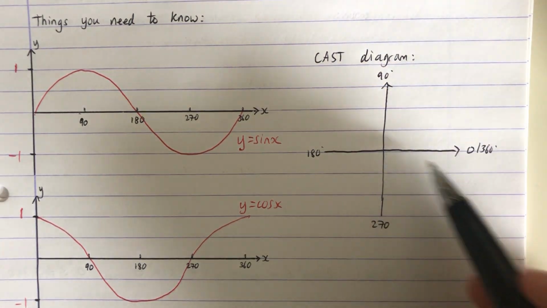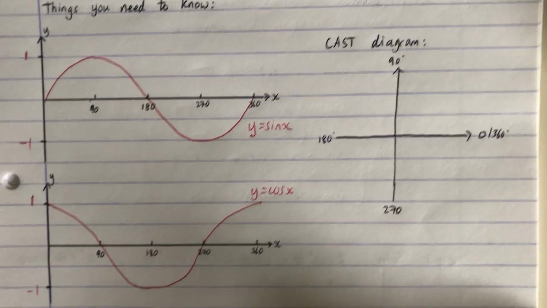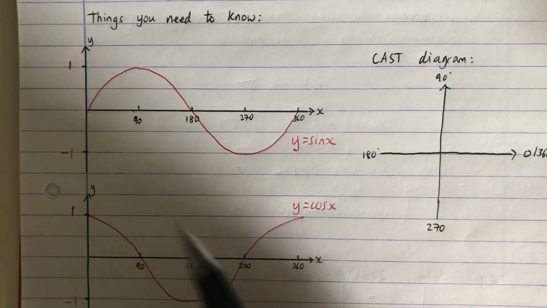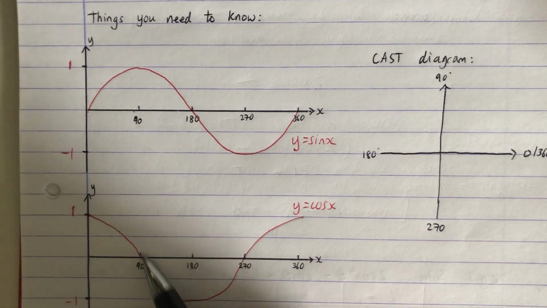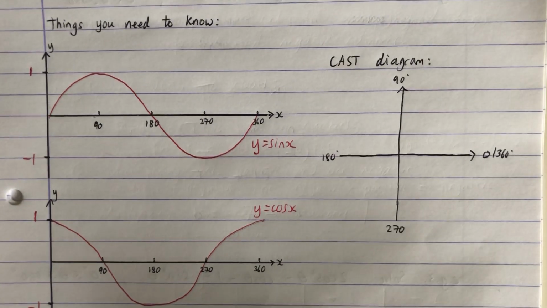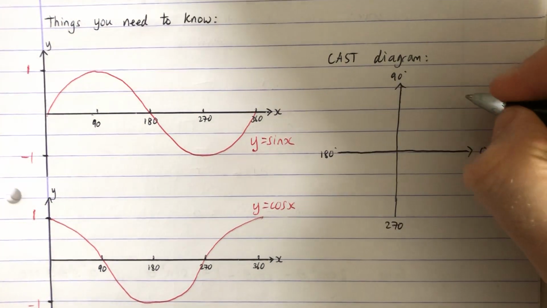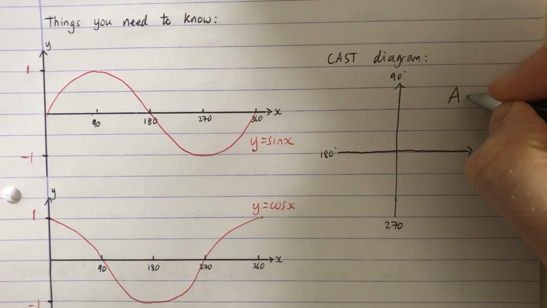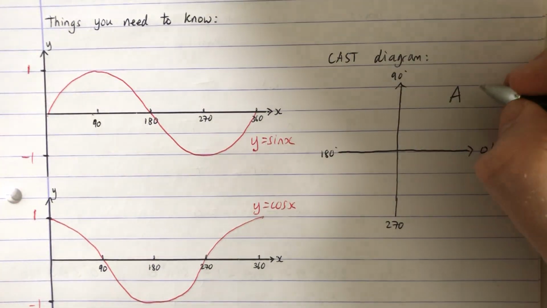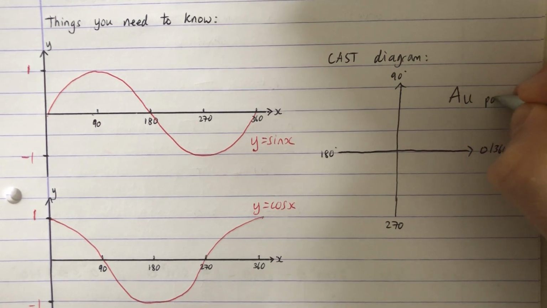Now, in this first quadrant, between 0 and 90 degrees, if you look at every single one of these sketches, whether it's sin x, cos x, or tan x, all of those curves are positive. So we call this A, which stands for all positive. Okay, so all positive.